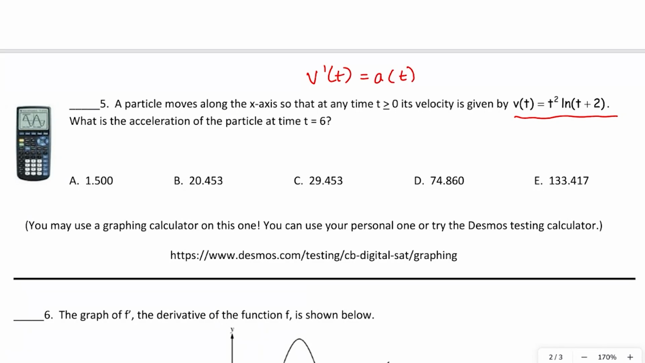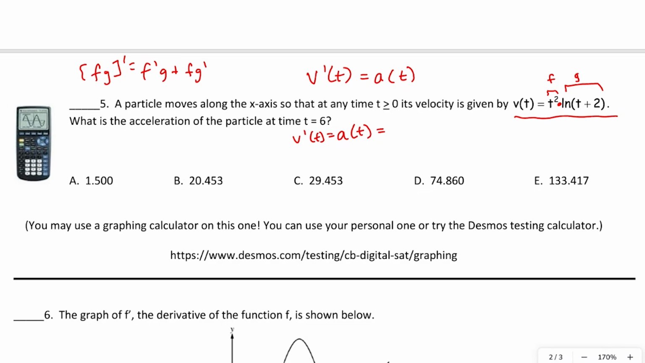So we're going to have to differentiate that, and we can do that using both the product rule and chain rule. So let's find our acceleration function, which again is the derivative of velocity. Using the product rule, if I use this t squared as my f and the natural log of t plus 1, there's my g. The derivative of f times g is f prime g plus fg prime.